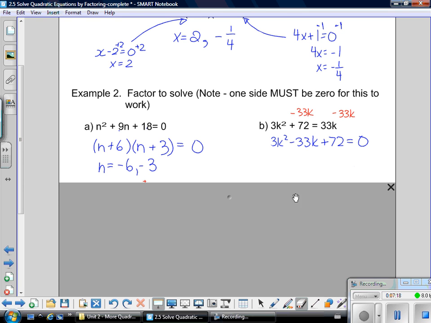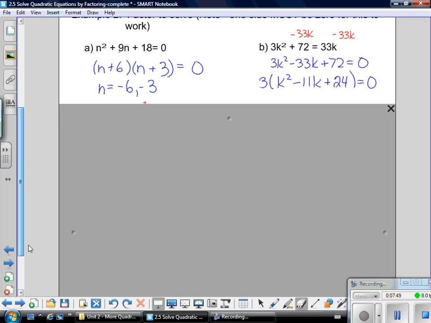Now, when I look at this one, I'm thinking, oh no, a complex trinomial, I have to factor it. Well, before I do that, I'm going to check for a common factor. And I'm going to try for a 3. Well, 3 goes into there, and 3 goes into 72, I believe, 24 times. So I'm going to take out the 3 first. So I'm left with k squared minus 11k plus 24 equals 0. Now it's a little bit easier to factor that.